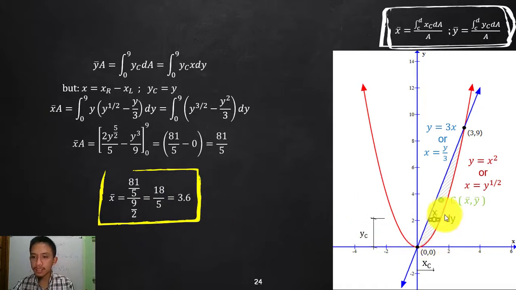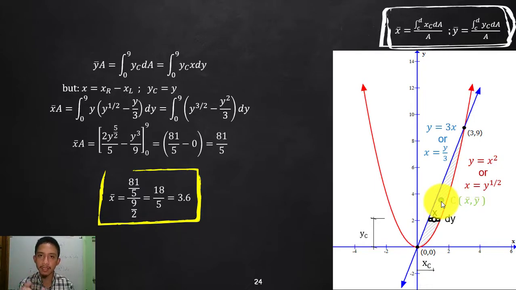So what does that mean? Your centroid is located at 1.5. If this is 1, that is 1.5. And then 3.6, so 2, 3, somewhere there. So my assumption here might be correct. Again, if I hold at this point, it means the area will be balanced all throughout.